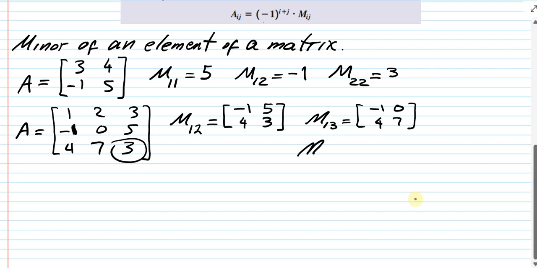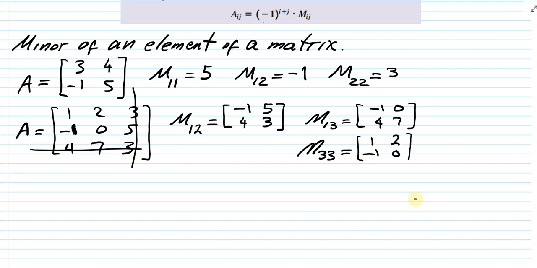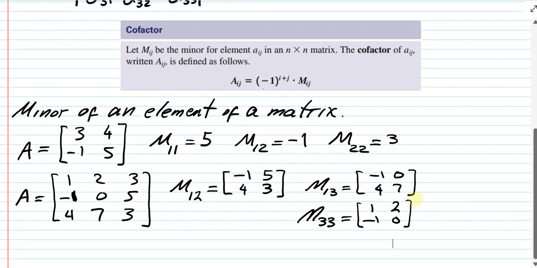So if I look at M, this time 3 is in the third row, third column. The minor of the third row, third column, 3 in that position, is what you get when you delete the row and the column in which 3 appears in that spot. And I get 1, 2, -1, 0. There you have it. See how that works? And that would be the minors. Now we do something with the minors going forward, but I just want to clarify what that minor is.